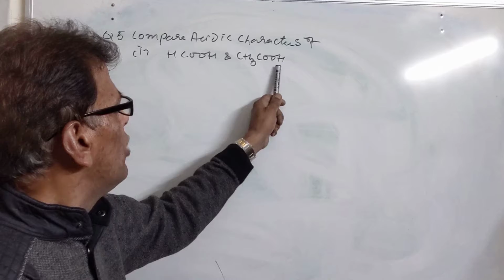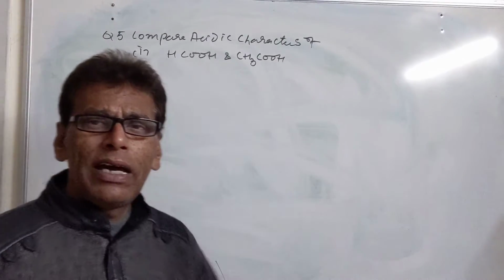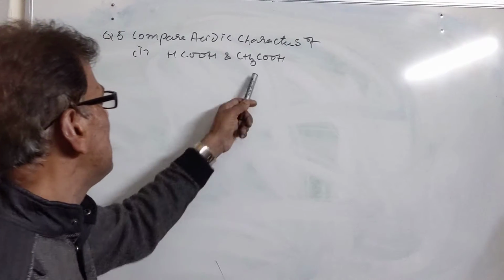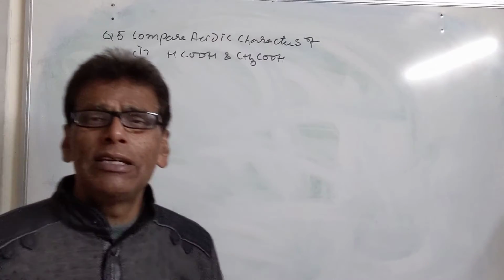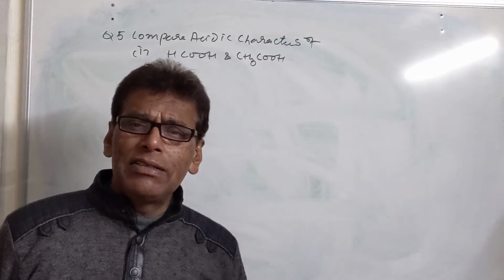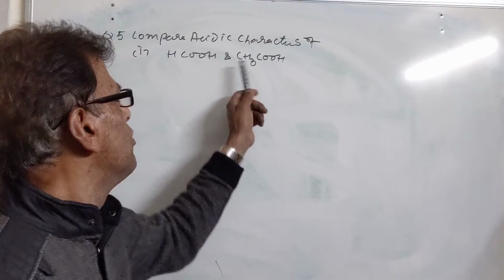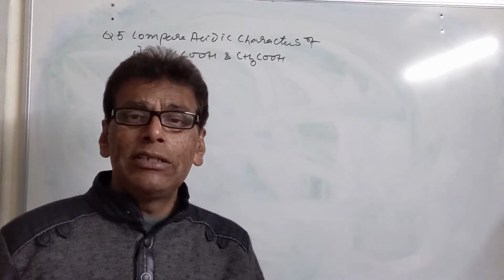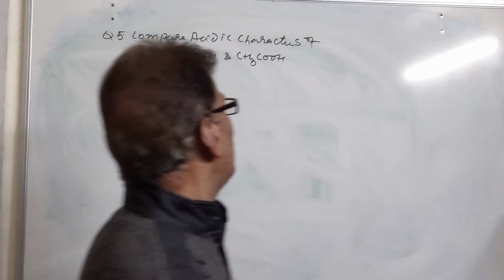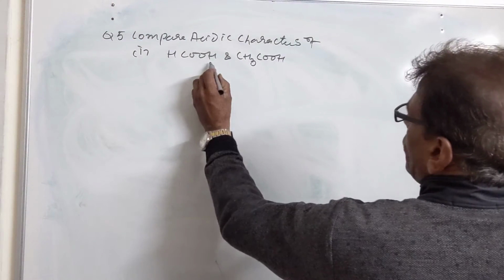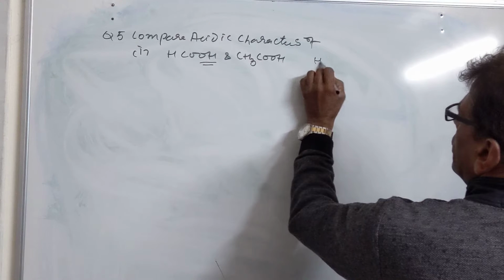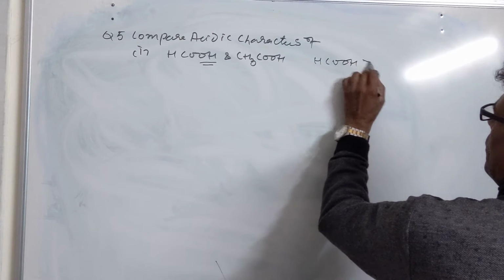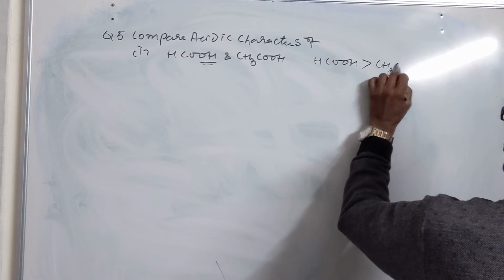But the polarity of the OH bond is decreased due to the plus I effect of the methyl group in acetic acid. Here hydrogen has very less electron repelling character as compared to methyl. So the polarity of the OH group is not decreased much in this case. Therefore we can say that this OH is more polar and formic acid will be a stronger acid as compared to acetic acid.